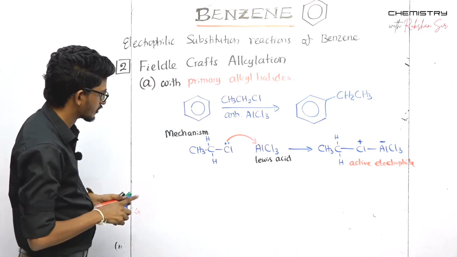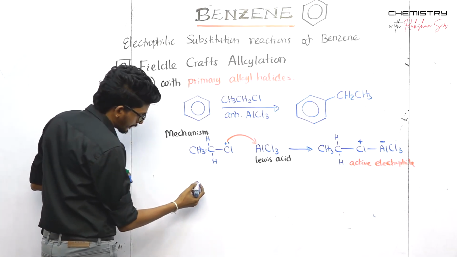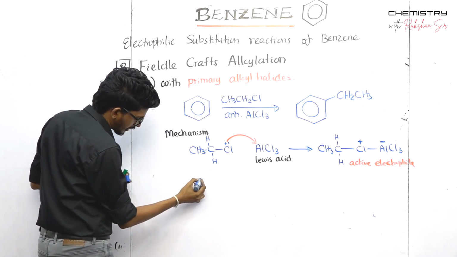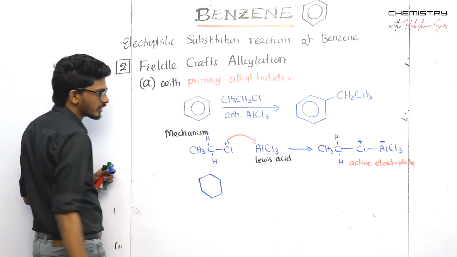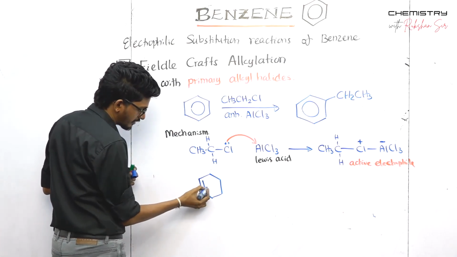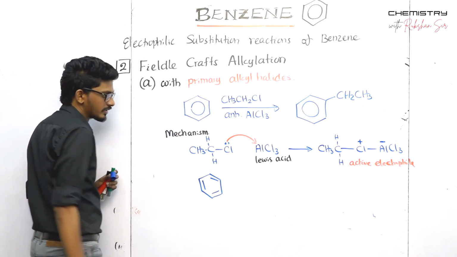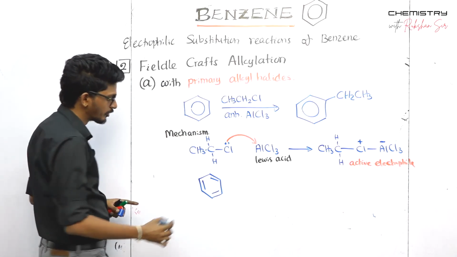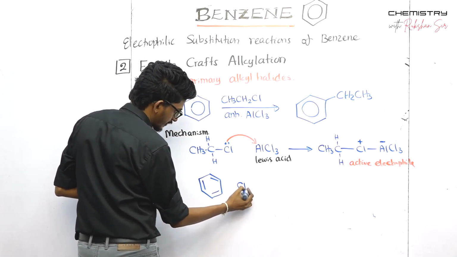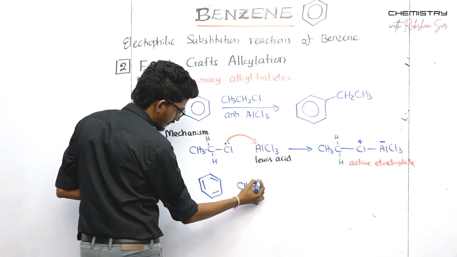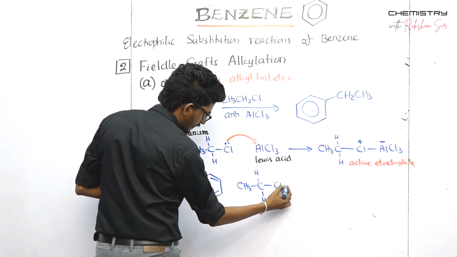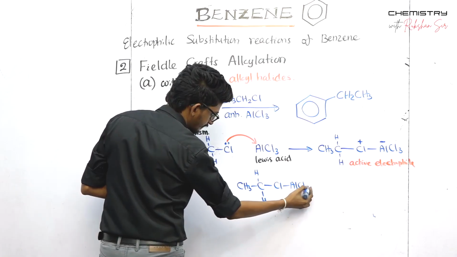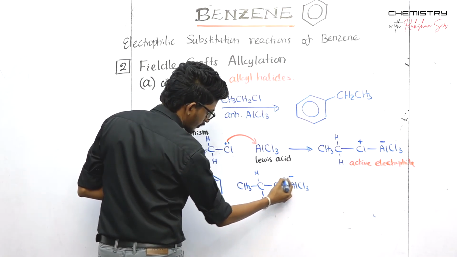The second step is that the benzene attacks that active electrophile. So your benzene is there like this. That guy will attack the produced active electrophile. CH3 is there, C H H, Cl and AlCl3 is there. This is negative and this is positive.